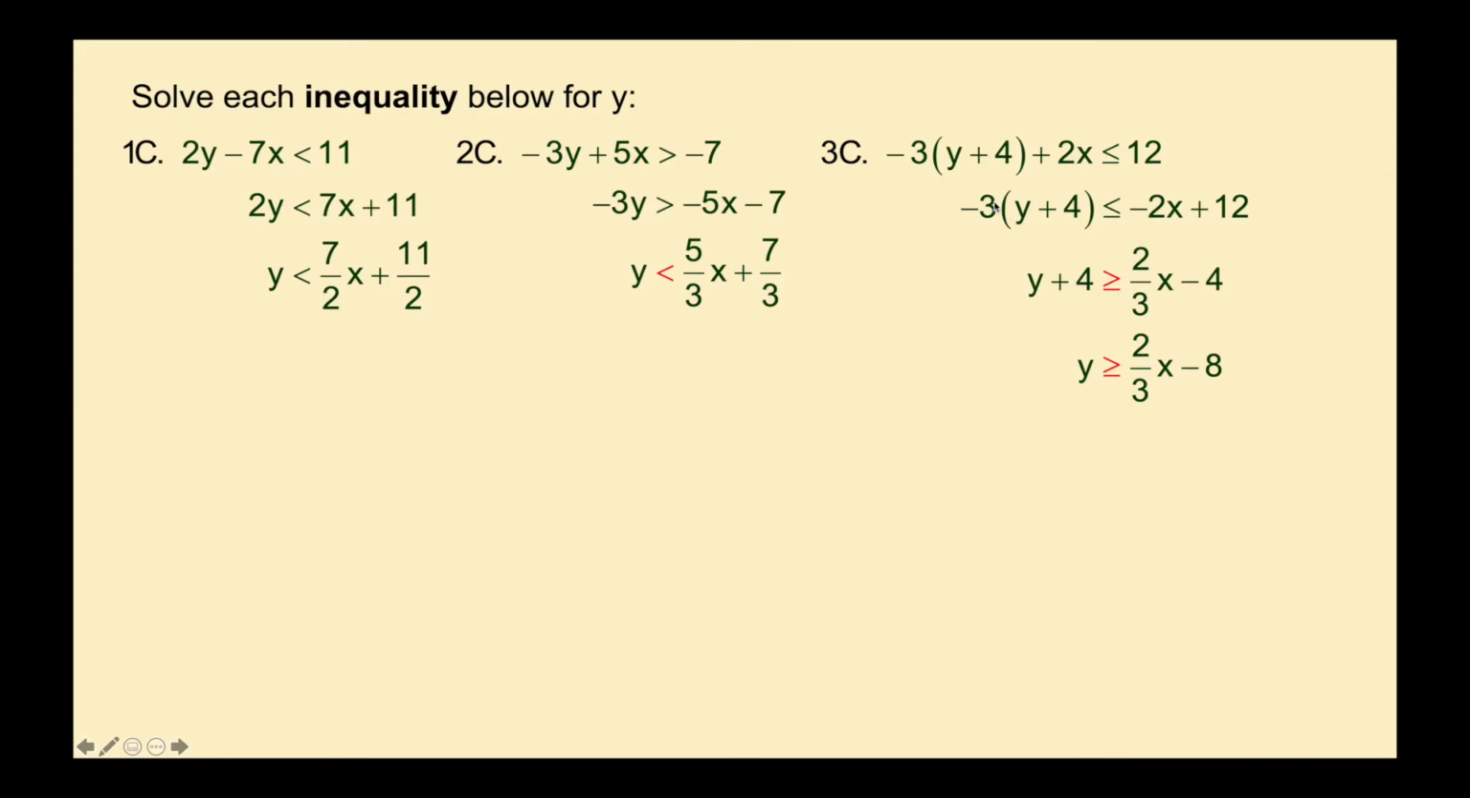Negative 2 divided by negative 3 is positive 2/3. We have x, and then 12 divided by negative 3 is negative 4. And then finally, if I subtract the 4 over on each side, then I've got a negative 4 and a negative 4 combining to give me negative 8.